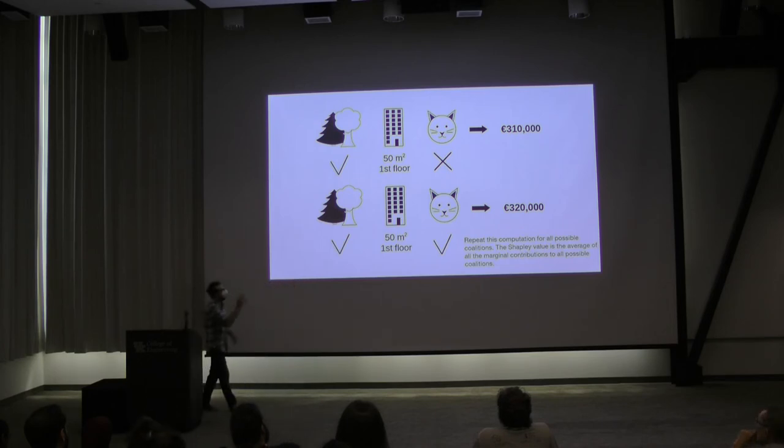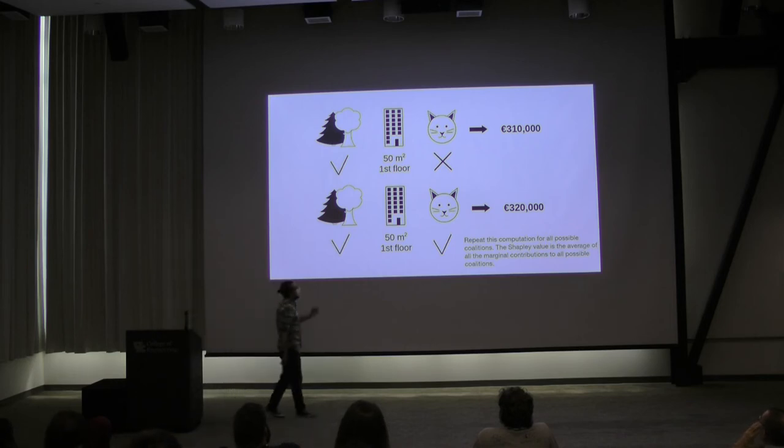Imagine this is determining the cost in euros of an apartment. I've got four features here. One is the apartment park side, that's where the little tree is. Second, how many square meters is the apartment floor plan? What floor of the apartment building is it on? And are cats banned or allowed? In the initial one, cats are banned, it's a 50 square meter floor plan on the first floor, and it's park side. The cost of this is 310,000 euros.